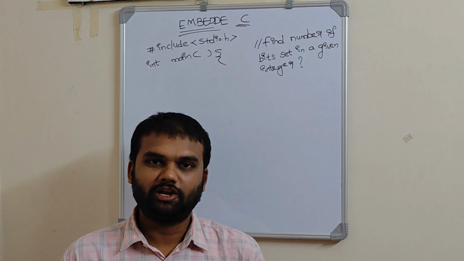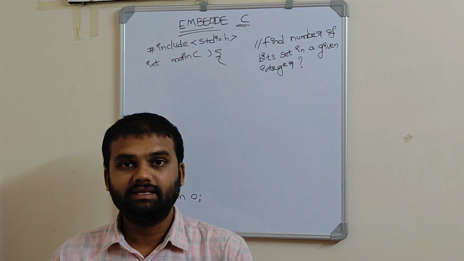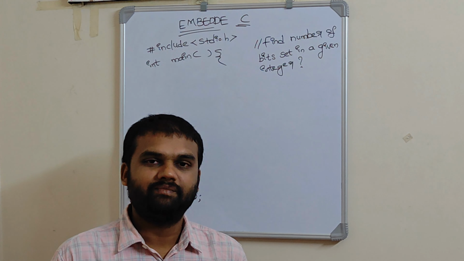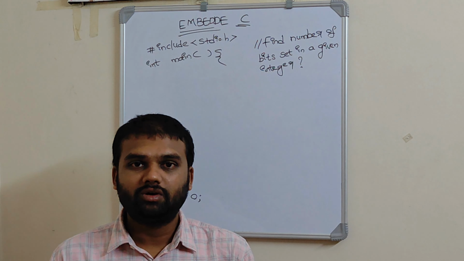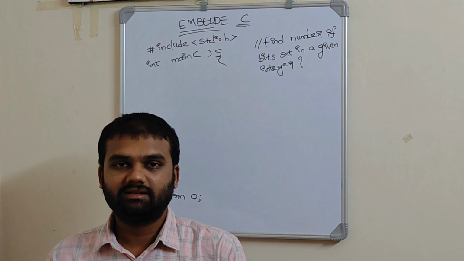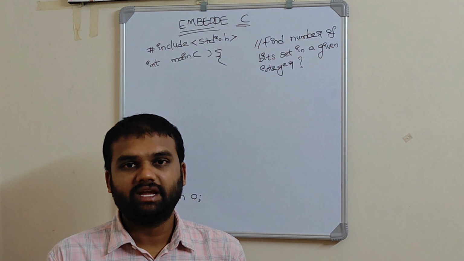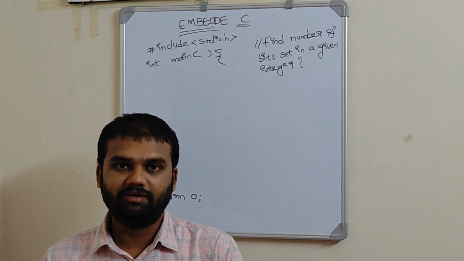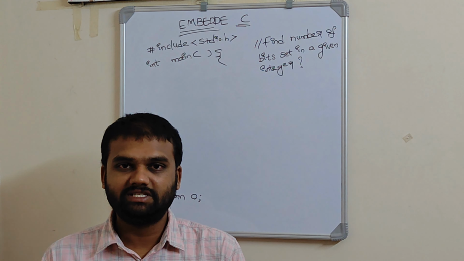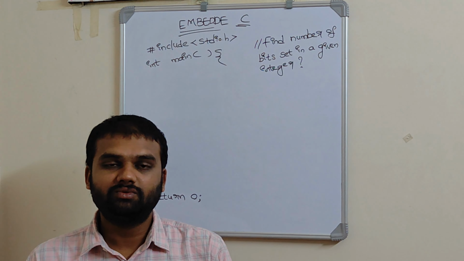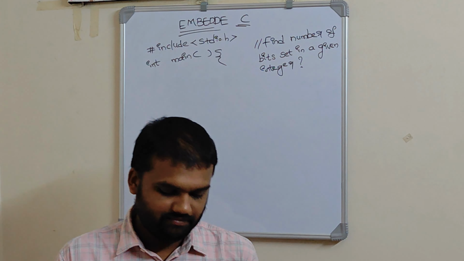Hello everyone, in the last video we have seen whether a particular bit is set or not in a given integer. In this video we will see, in a given integer, how many bits are set in total. So we will take one integer number, convert that number into binary format, and find out how many bits have 1, that is, are set. So that number we will find out. Okay, let's dive into the code.